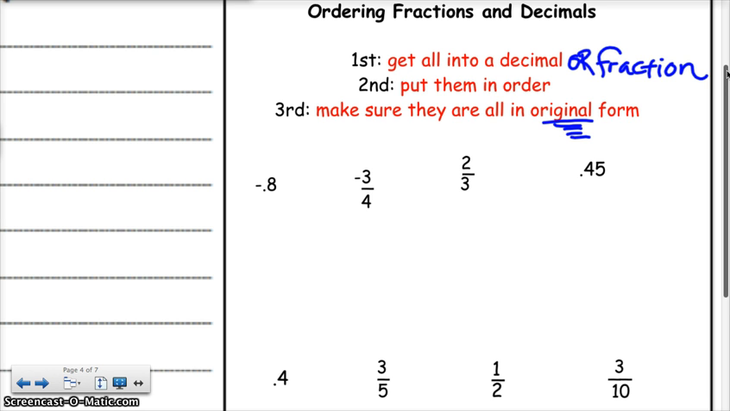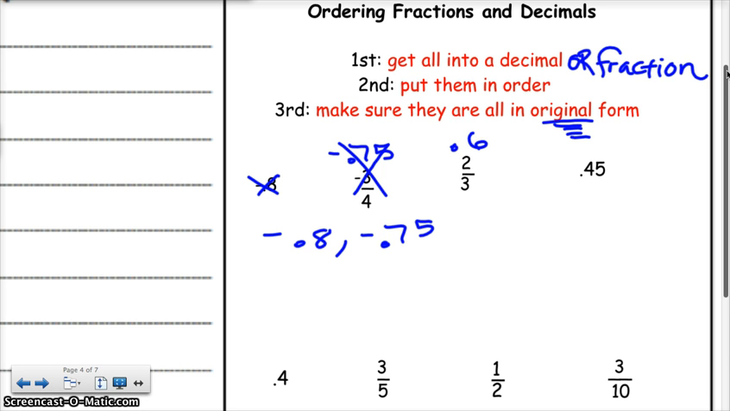Okay, so negative 3/4 is negative 0.75. 2/3 is 0.6. Remember, the bigger the negative, the smaller the number. So which one is the biggest negative, 0.8 or 0.75? 0.8 is. So 0.8 is going to go first, negative, followed by the only other negative number. And then what?